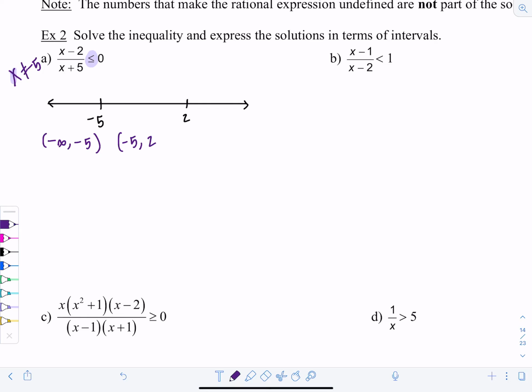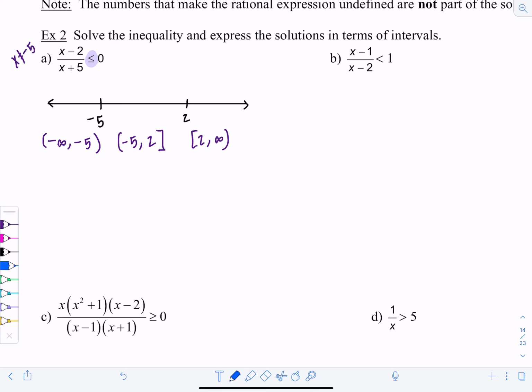Would I include 2? Would I put brackets or parentheses? Now this time it's okay to put brackets because 2 is a 0 from the numerator and the inequality is inclusive. You see the difference? And then the last interval is from 2, which I'm allowed to include, to infinity. Okay, I have to rewrite that so it looks nicer. There we go. Now let's test each of them, same way we did before.